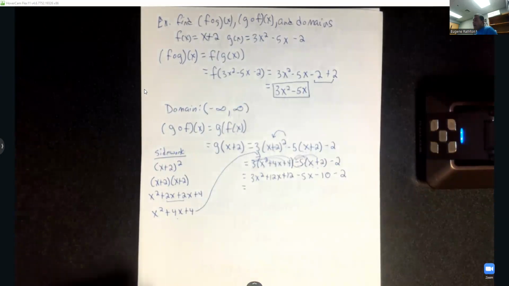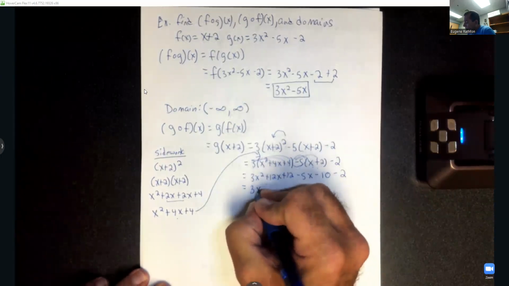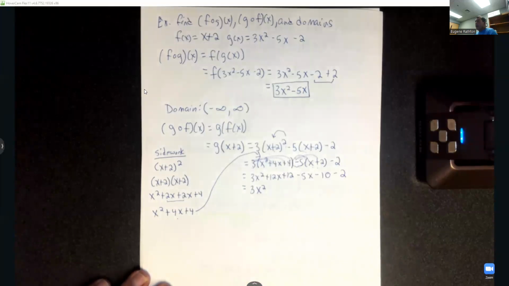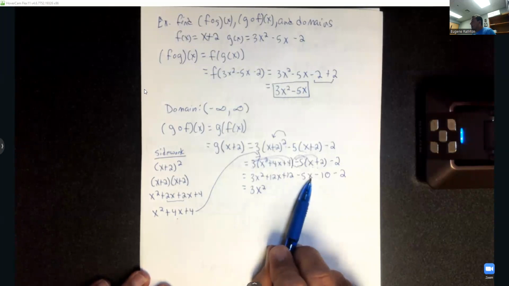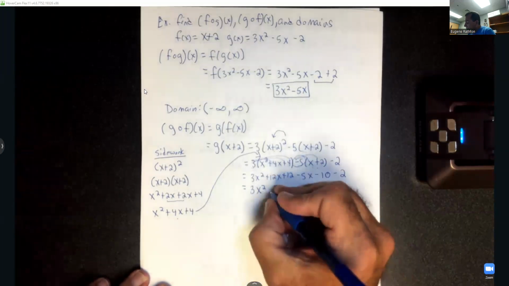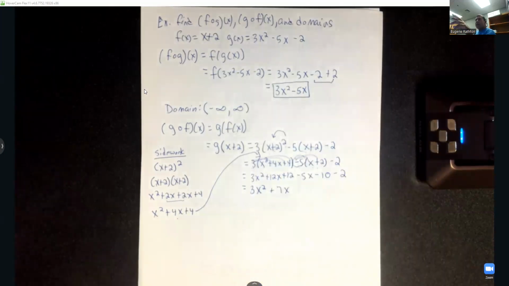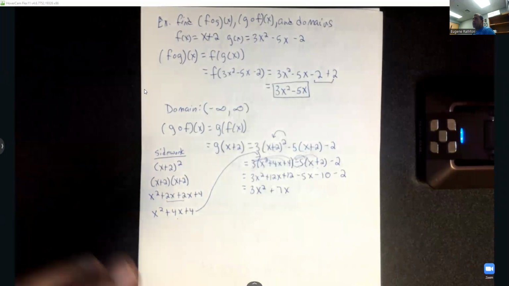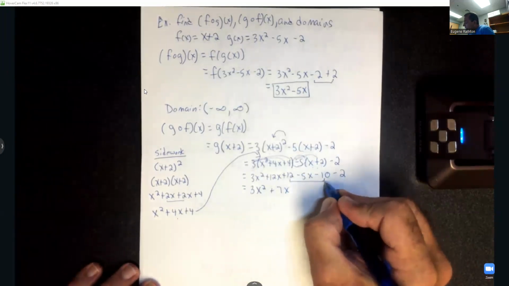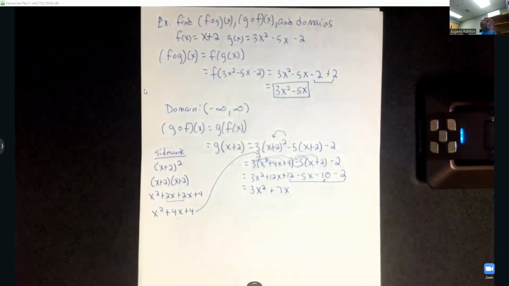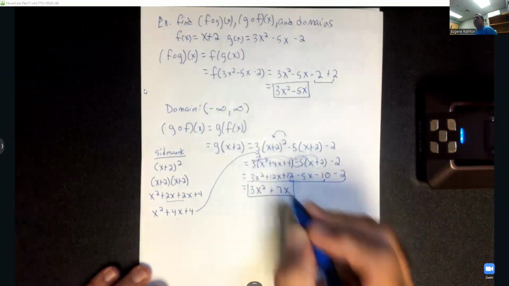So now you're going to add like terms. We're going to bring down that 3x squared. My x's will add together. We have 12x's minus 5x. That'll be 7x's. Oh, I think you've got the answer already. So let's see, you got 3x squared plus 7x. So there are no numbers, right? Because that 12, that negative 10, and that negative 2 cancel out. So that is our final answer.